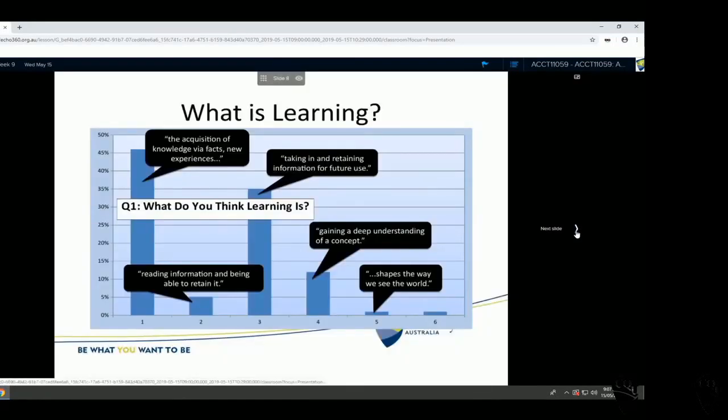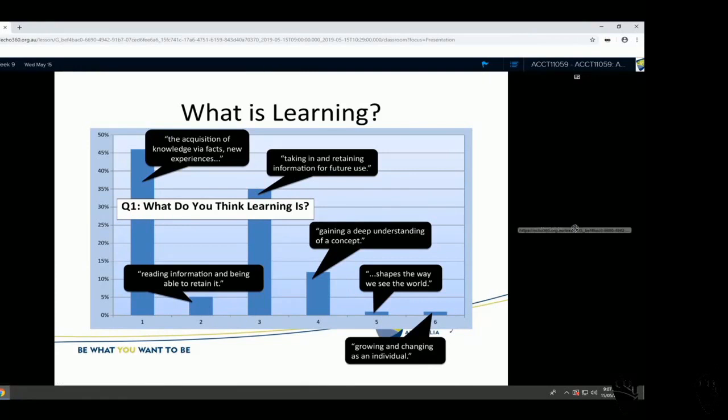And we had I think one or two people, shapes the way we see the world and growing and changing as an individual. So there are a few people doing this. And so the idea is we just wanted you to be able to conceive and think about that there's more to learning than just the knowledge acquisition, passive learning, turning up to lectures, reproducing information in exams, and then forgetting about it. There's a lot more to learning than that. That's part of learning, but learning includes so much more. And that's on offer at university. It's on offer in all your units.